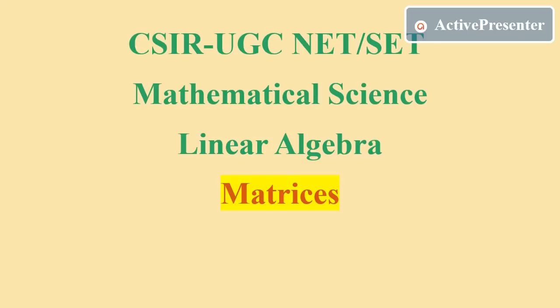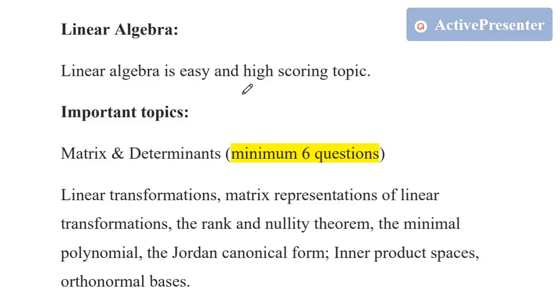Linear algebra. Matrices. Linear algebra is a very easy and high-scoring topic, so don't omit anything. In matrices and determinants itself, we can expect a minimum of 6 questions. Then linear transformation, matrix representation of linear transformation, and the rank-nullity theorem, very important. The minimal polynomial, Jordan canonical form, and inner product spaces, orthonormal basis. These are all important topics in linear algebra.